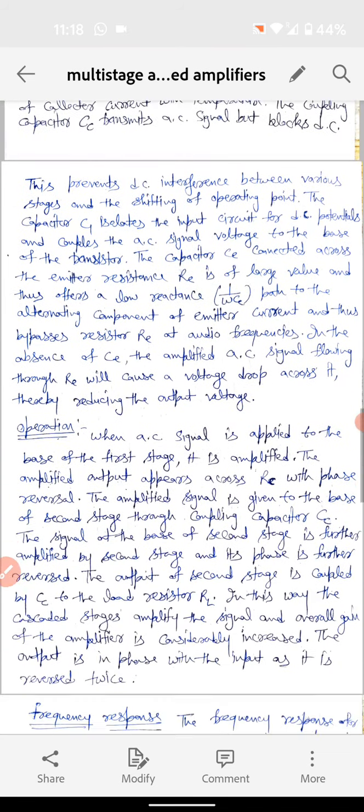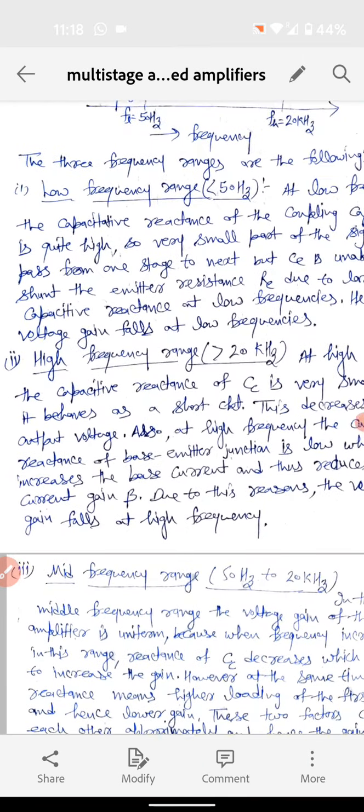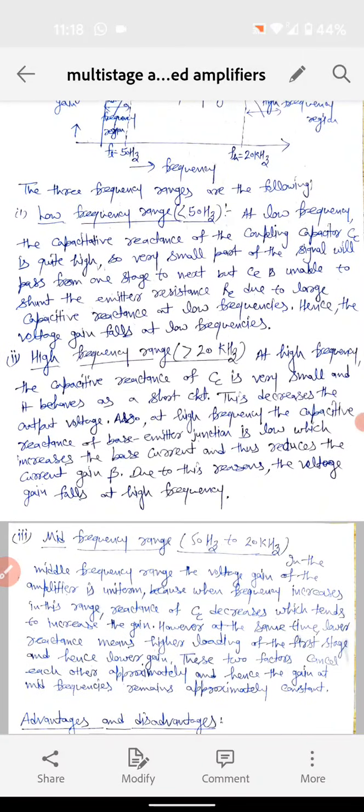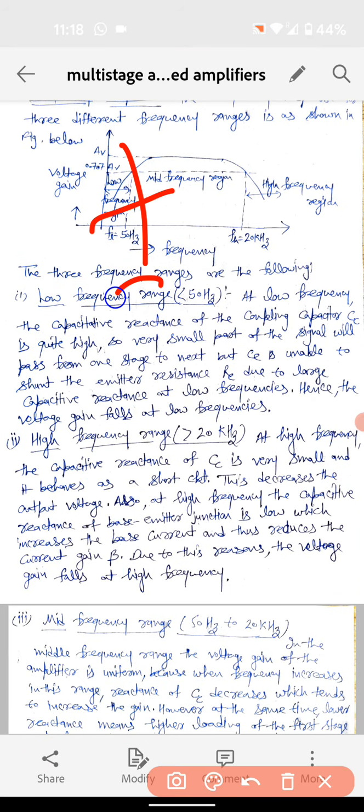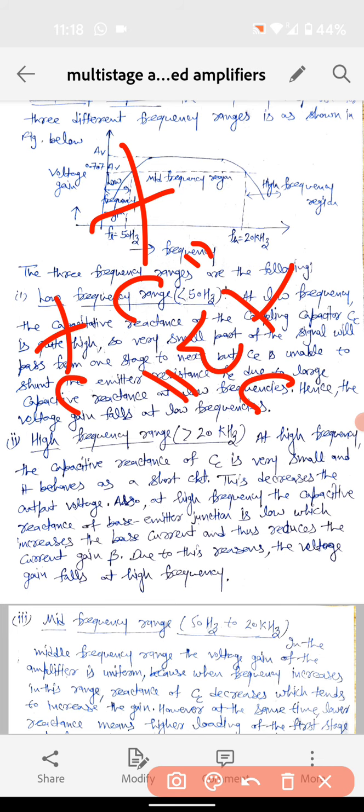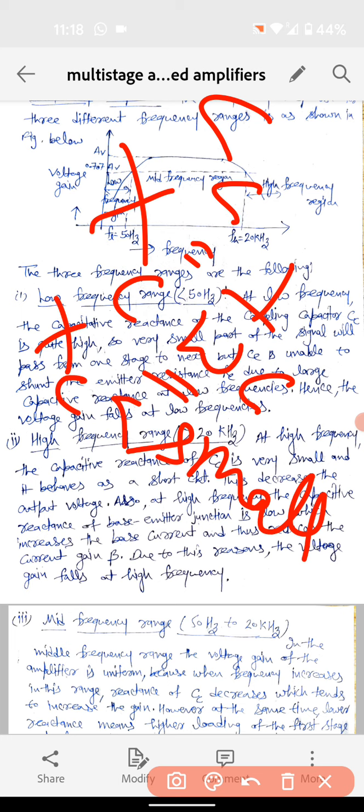Second, when we discuss the high frequency range, at high frequencies, again the same thing: XC is 1 by omega C. Now omega is large, so XC will be small for both the coupling capacitance CC and CE. Because it is very small at large frequencies, it behaves as a short circuit, so that also decreases the output voltage.